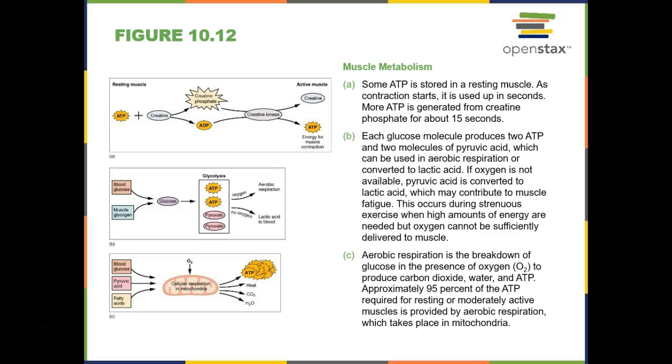On your exam, I typically do ask a question about muscle contraction. So you do want to know the different steps in that muscle contraction and how and why they occur.